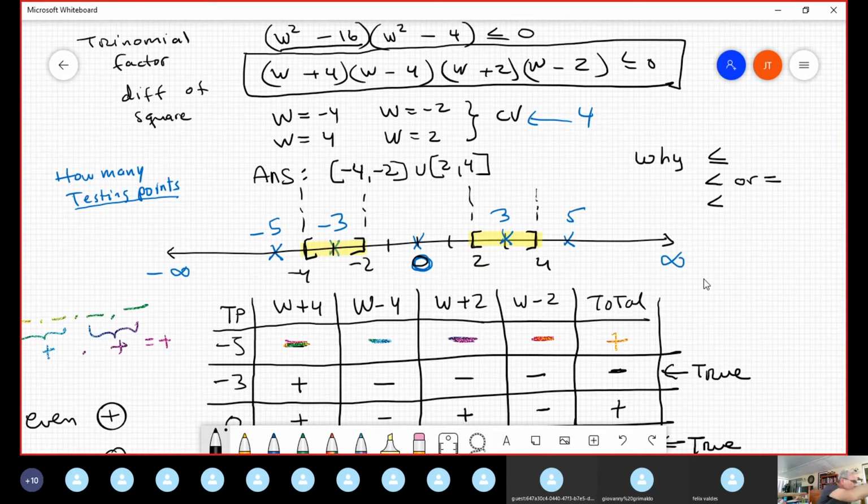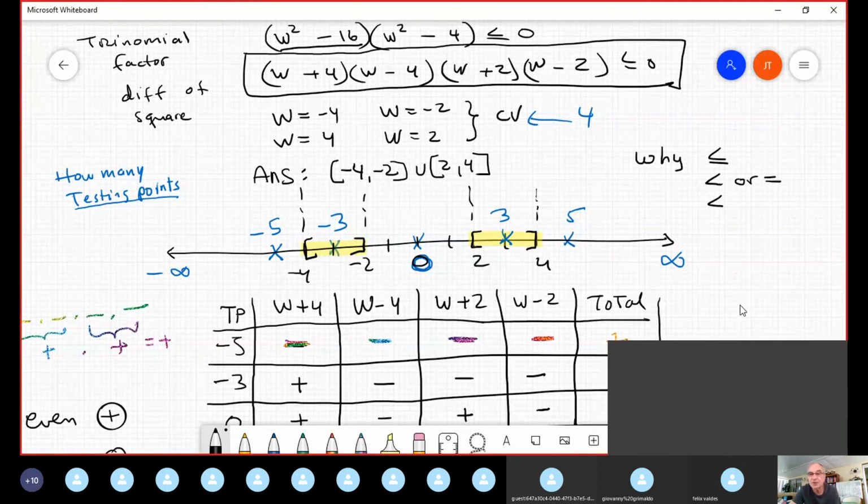Let me try to find one good example of the rational. Let me try a rational. I can see the solution.